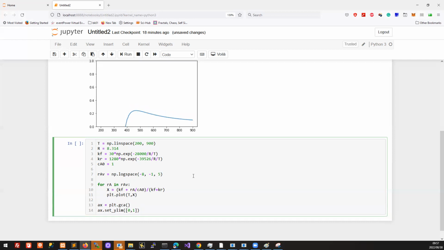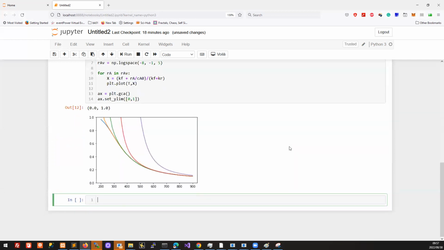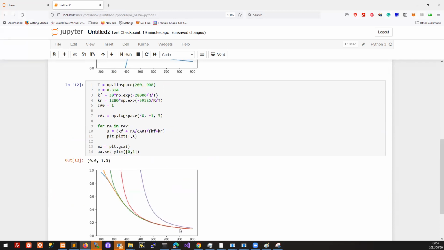And we still want to set the limits. So let's see what that gives us. Okay, so we can see lines going in this direction. And by the way, there's still the equilibrium line here, but we are getting RA values which are positive, right?